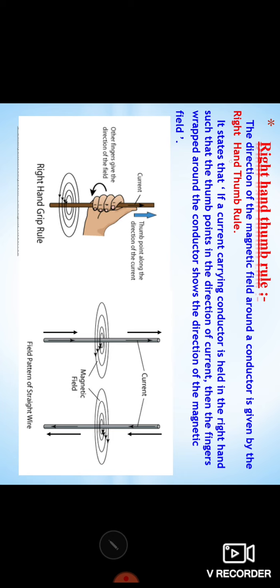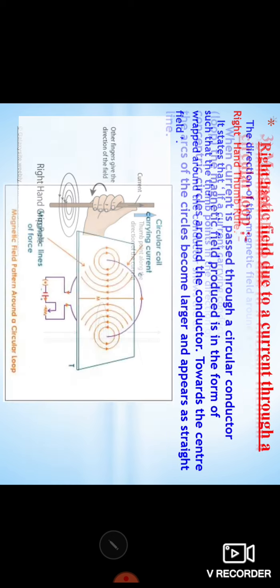And the very important right hand thumb rule was also discussed. It is used to find out the direction of magnetic field around a conductor. It states that if a current carrying conductor is held in the right hand such that the thumb points in the direction of current, then the fingers wrapped around the conductor show the direction of magnetic field.